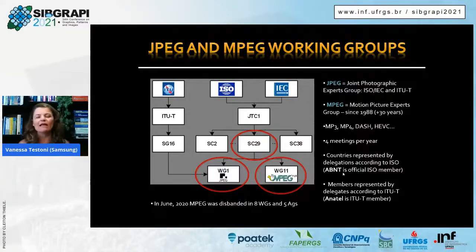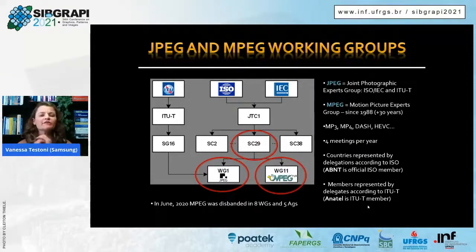So how does it work? I or anybody can't just go to a meeting, participate and propose our solutions. There is a regulation: this must be done by countries represented by delegations. In this case, in ISO, ABNT is our official ISO member. And for the ITU-T part, it must be done by members represented by delegates. In this case, for Brazil, Anatel is the ITU-T member, right?